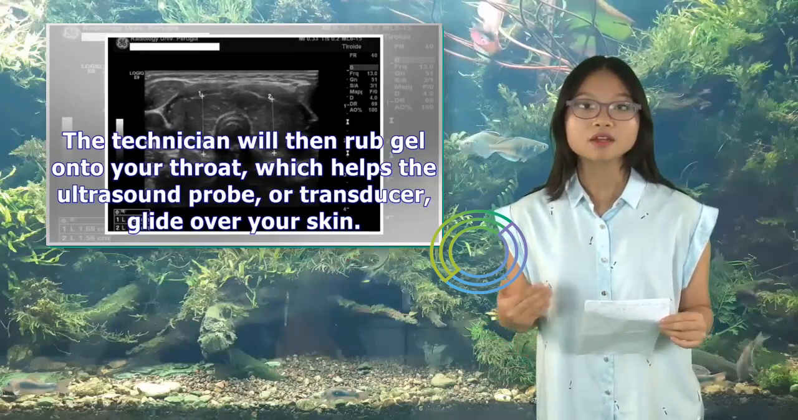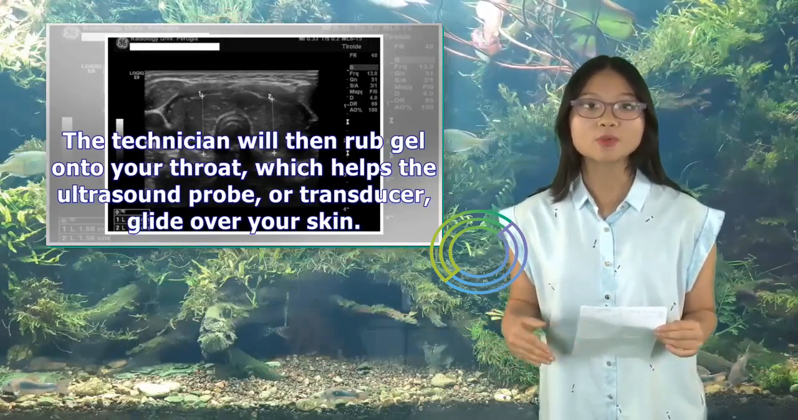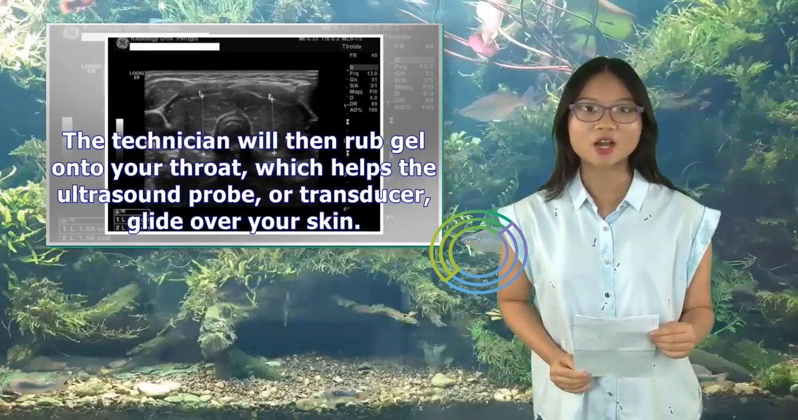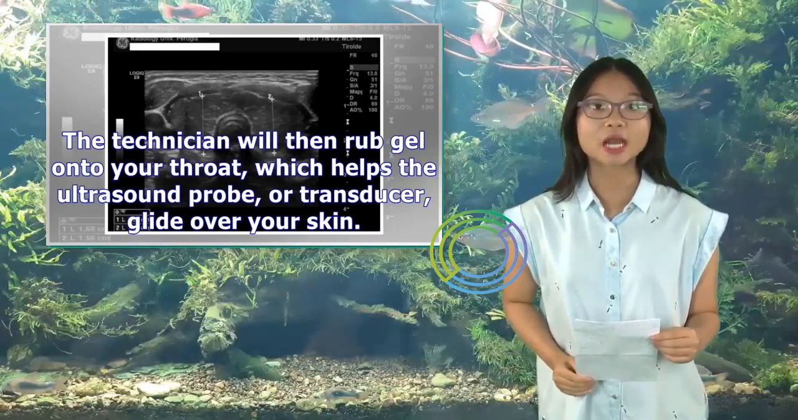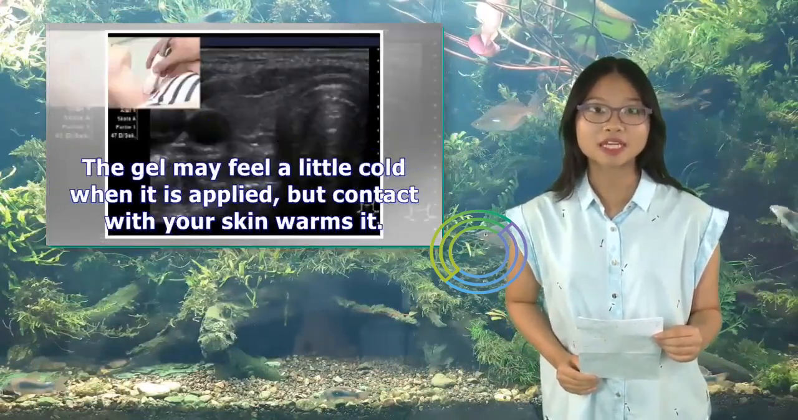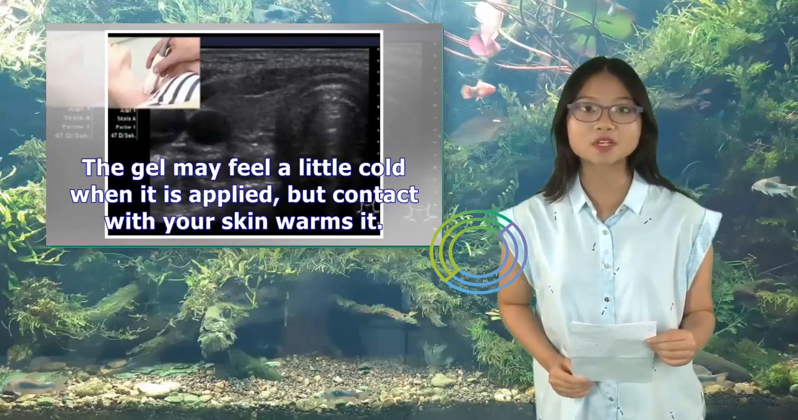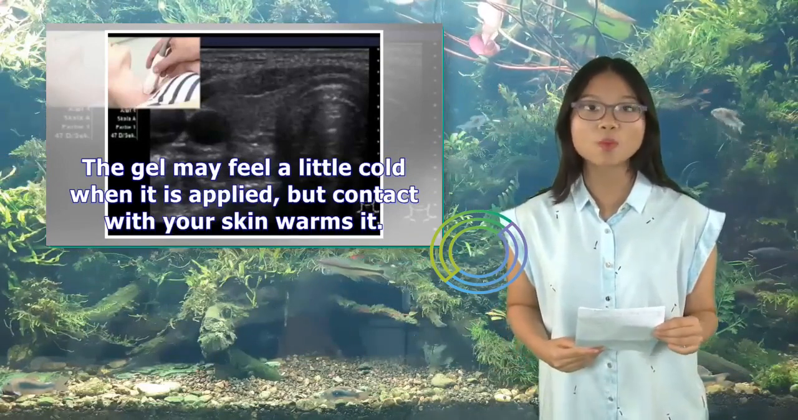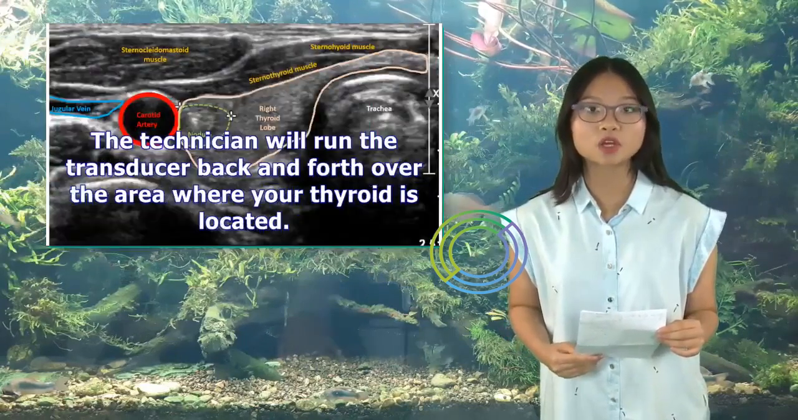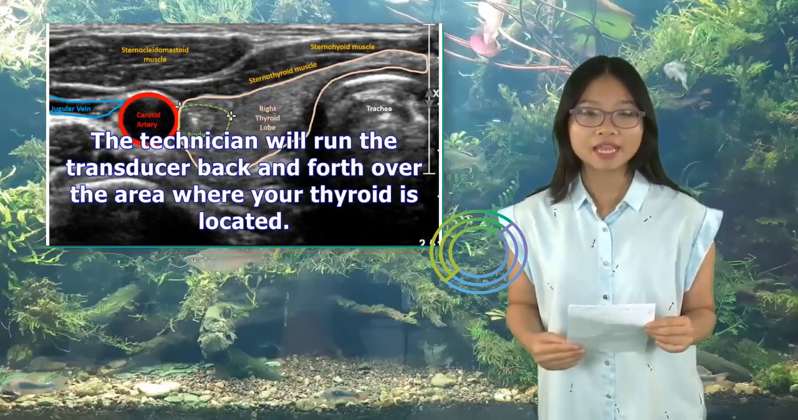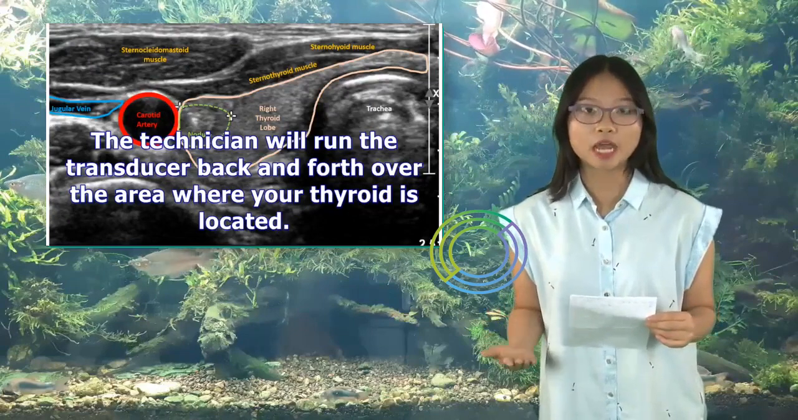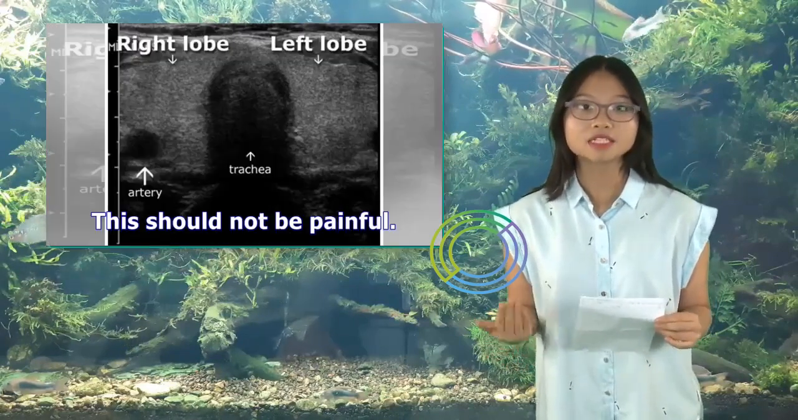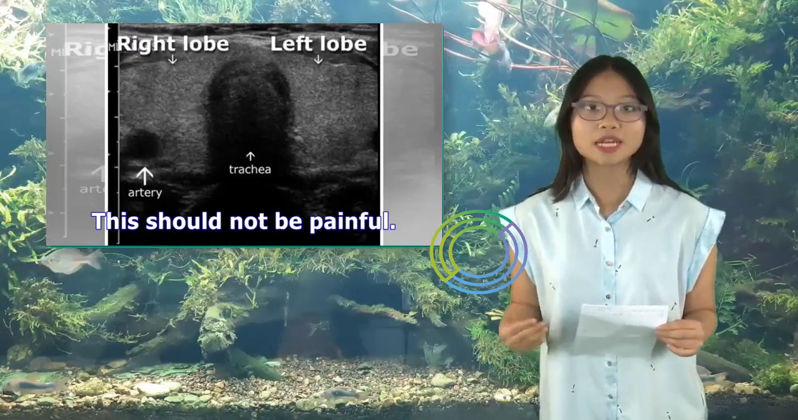The technician will then rub gel onto your throat, which helps the ultrasound probe, or transducer, glide over your skin. The gel may feel a little cold when it is applied, but contact with your skin warms it. The technician will run the transducer back and forth over the area where your thyroid is located. This should not be painful.